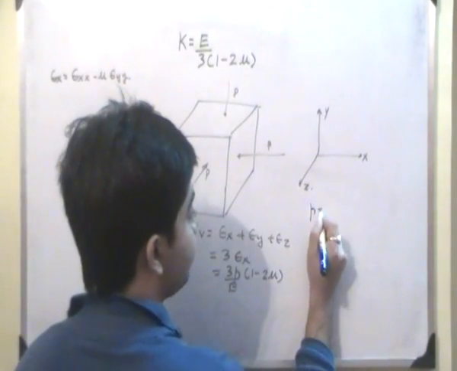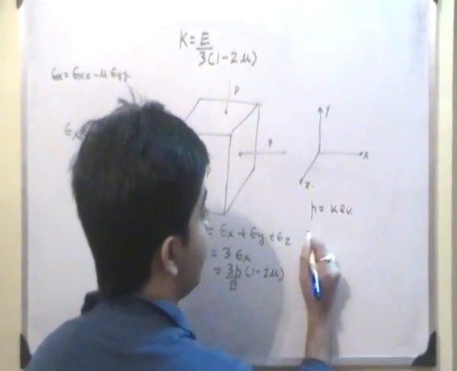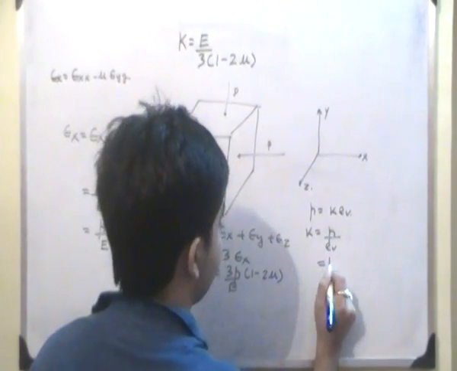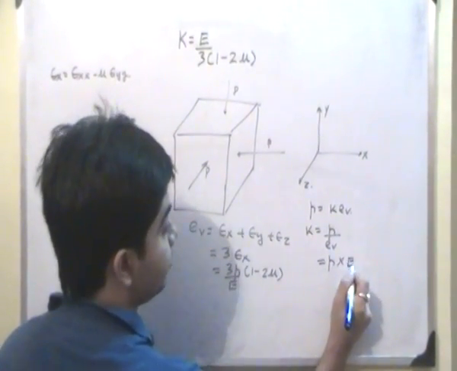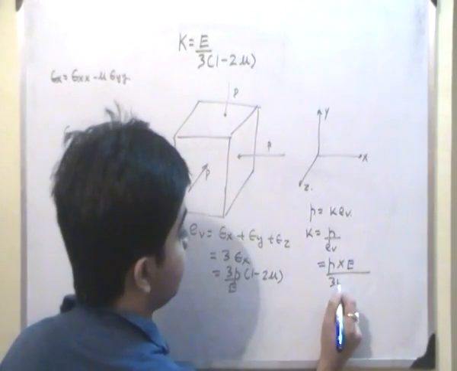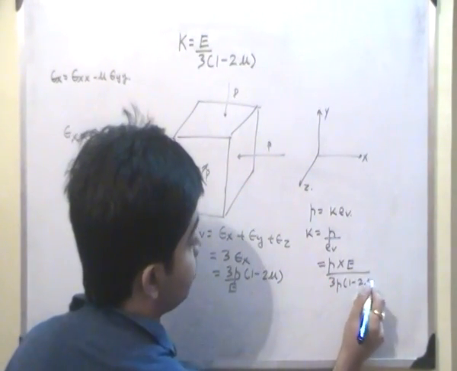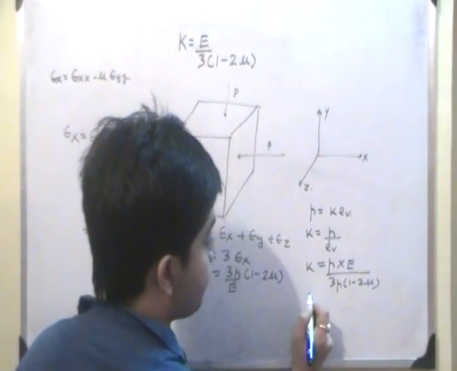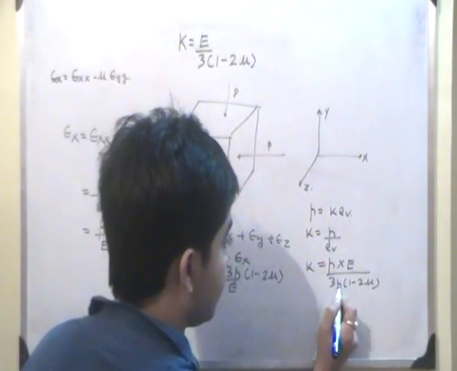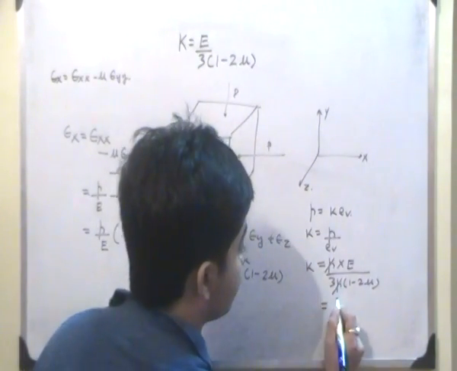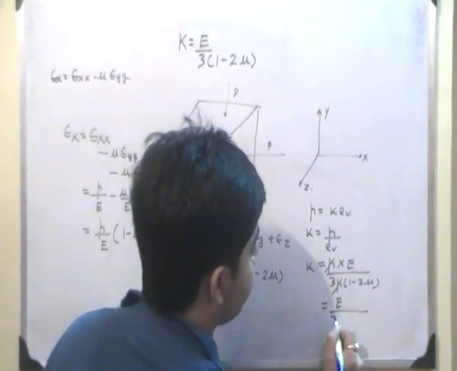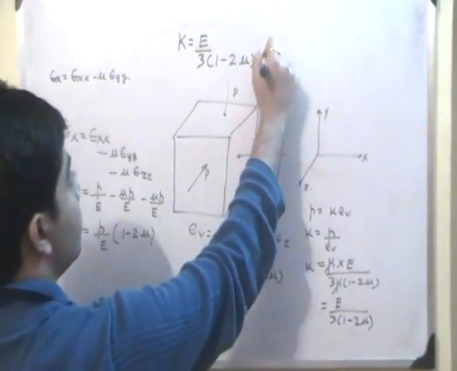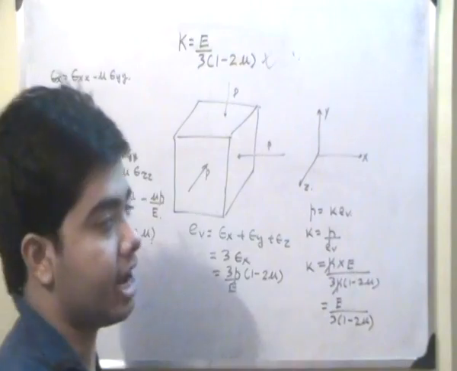Now K is equal to P by EV. So P into E by 3P(1 minus 2 mu) is equal to K. This P cancels out, so I'm left with E by 3(1 minus 2 mu). Essentially this is the relation we wanted to derive.